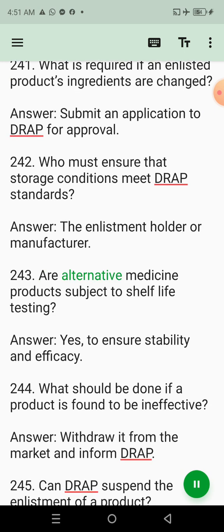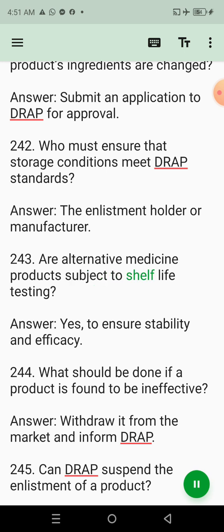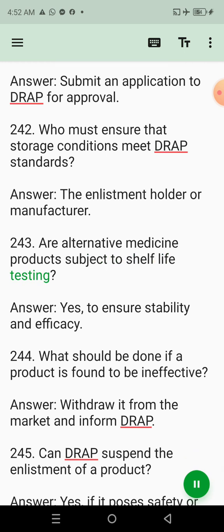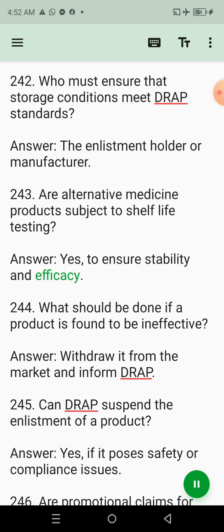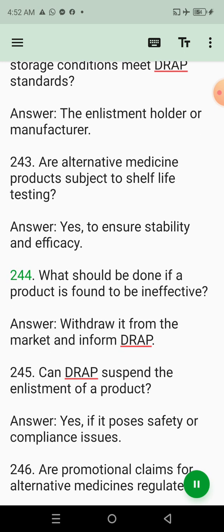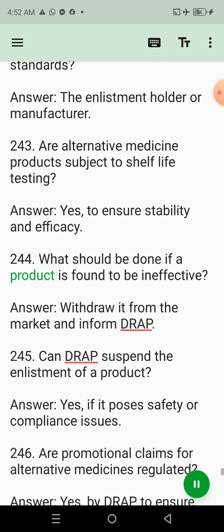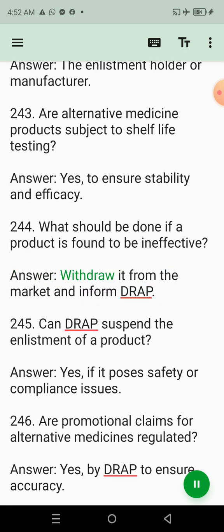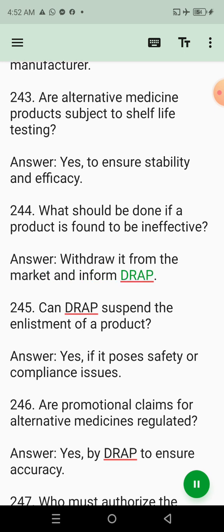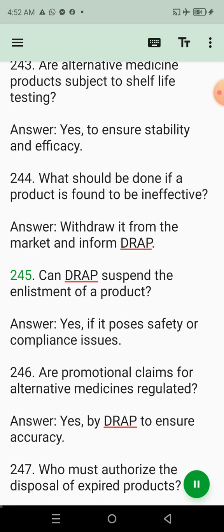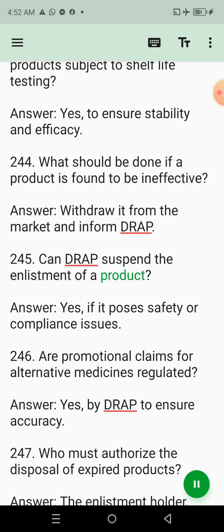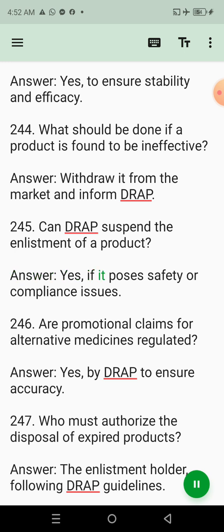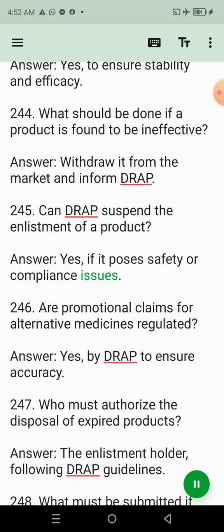243. Are alternative medicine products subject to shelf life testing? Answer: yes, to ensure stability and efficacy. 244. What should be done if a product is found to be ineffective? Answer: withdraw it from the market and inform DRAP. 245. Can DRAP suspend the enlistment of a product? Answer: yes, if it poses safety or compliance issues.